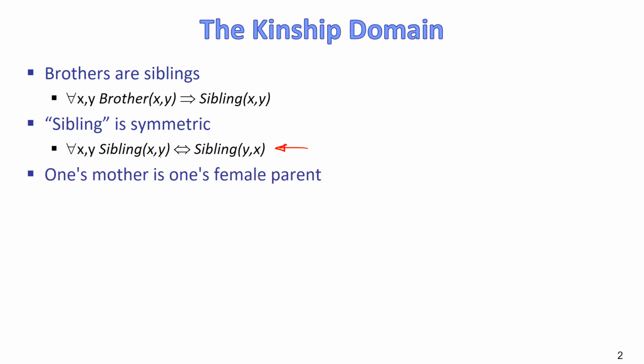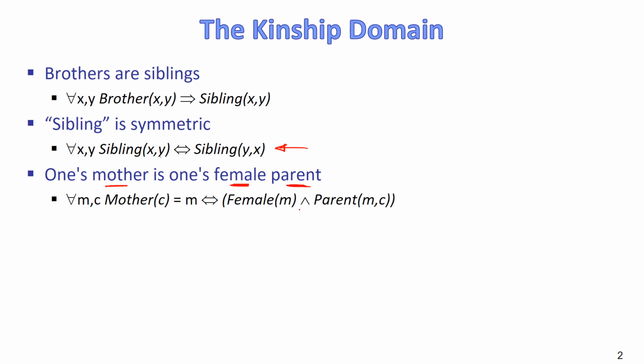Now let's get a bit more complicated, and let's represent this rule. One's mother is one's female parent. Okay, so here we assume that we have two things defined: the concept of being a female, and the parent relation. And I want to use these two to define what one's mother is. Okay, so here is how.